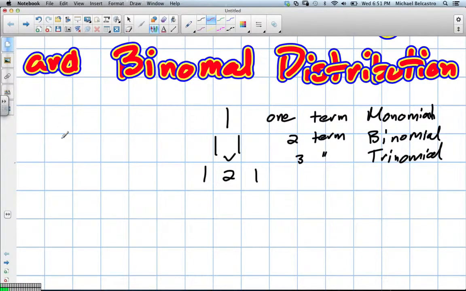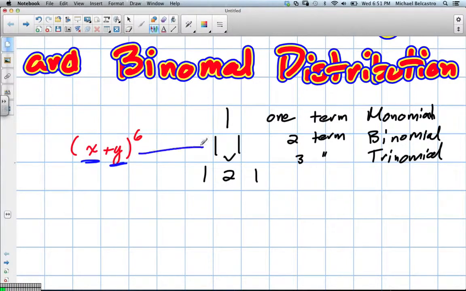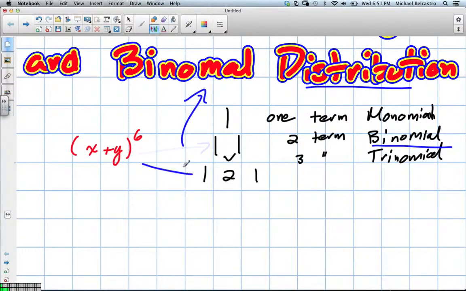Now, in our question, they've given us the value of x plus y to the power of 6. How many terms are technically in this right now? 2. And that puts us at the second level. That would be a binomial, in other words, binomial distribution. If we'd done it as a monomial, it would change things, and if it had been a trinomial, it would have changed things even more. So here's our binomial distribution.